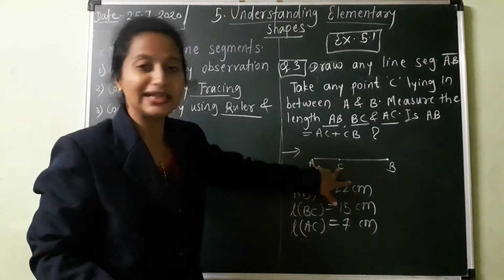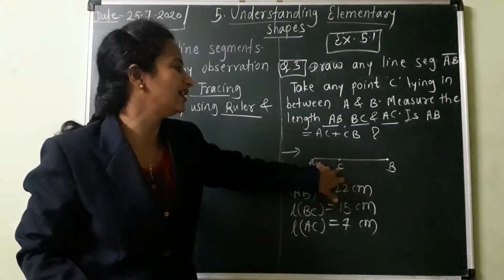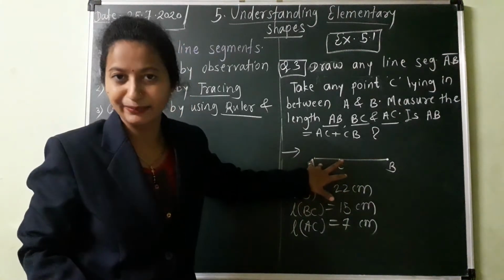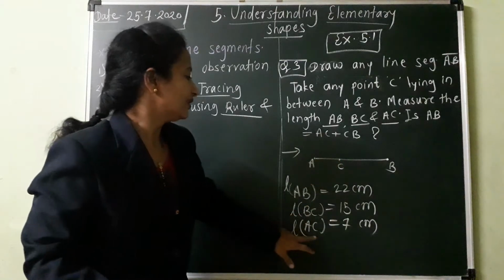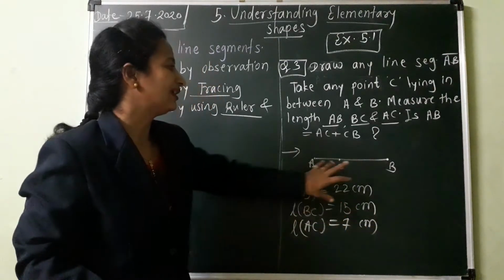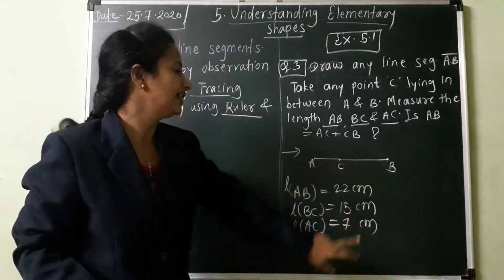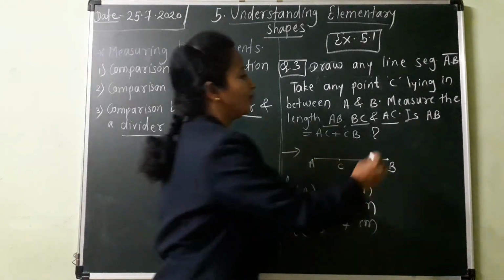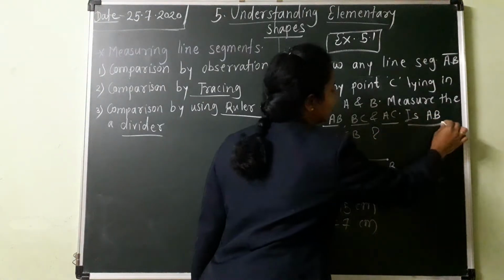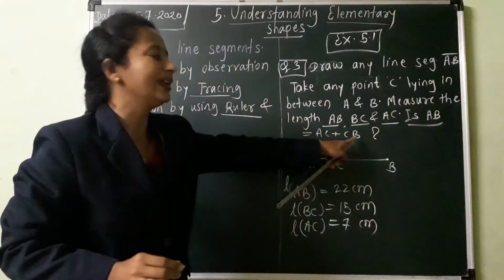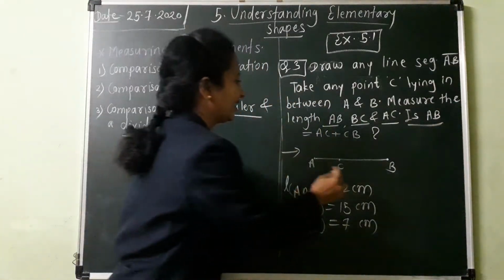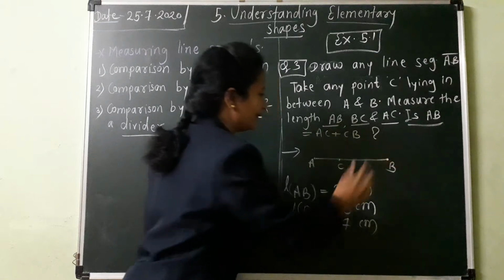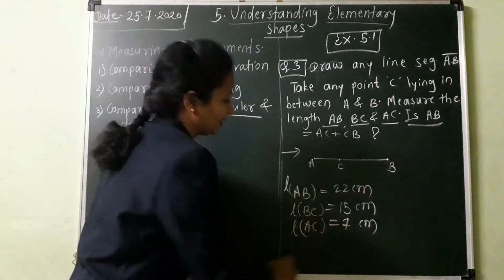Length of AC, where C point lies on the line segment AB, is 7 centimeter. Length of CB or BC is 15 centimeter. And what we have to check is AB is equal to AC plus CB. Let's check. AB is equal to AC plus CB.